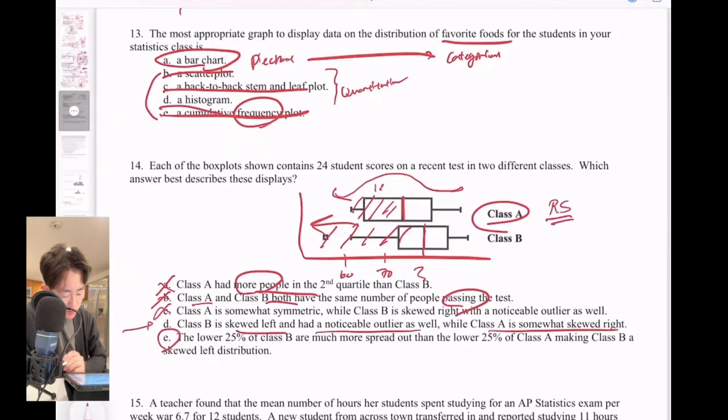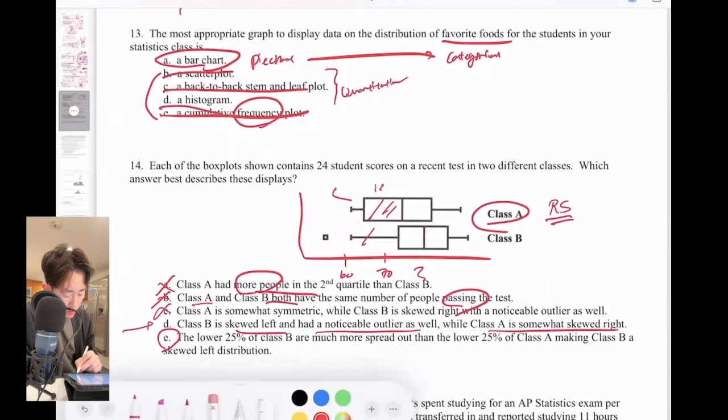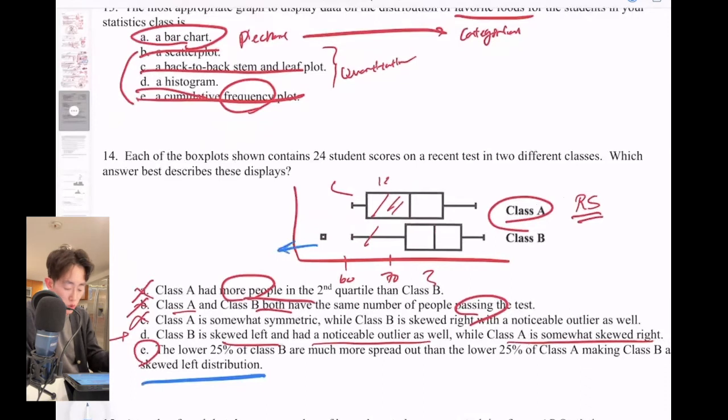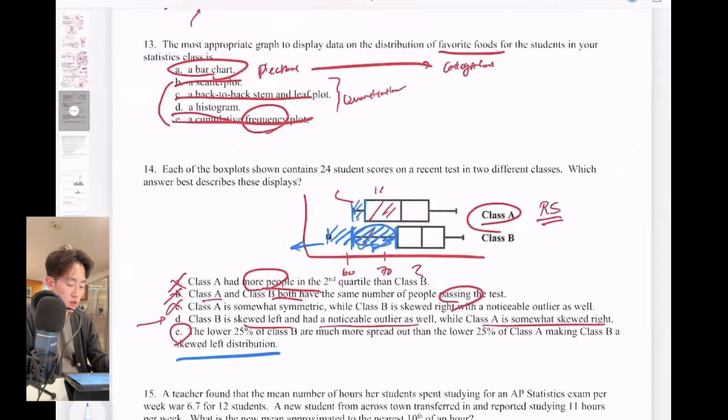The lower 25% of Class B are much more spread out than the lower 25% of Class A, making Class B a skewed left distribution, which we should totally agree with. See, the lower 25% for Class B is actually from the outlier, or even if you consider from the next highest number to the first quartile, that's the first 25%, and you can see how much wider a spread that is compared to Class A right there. So E is definitely the right answer.